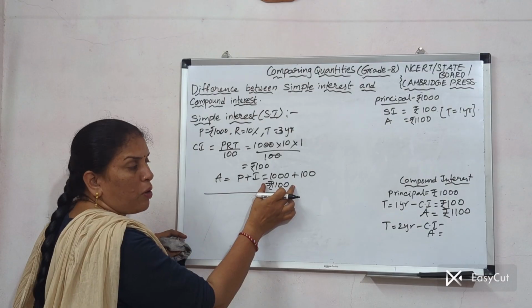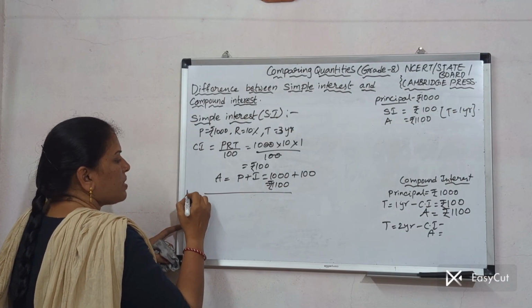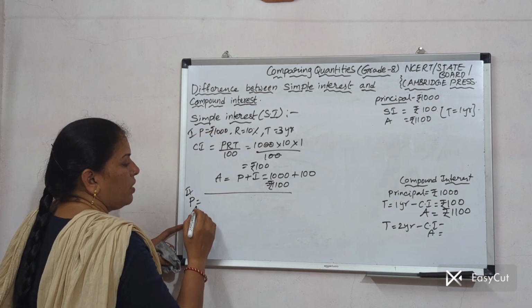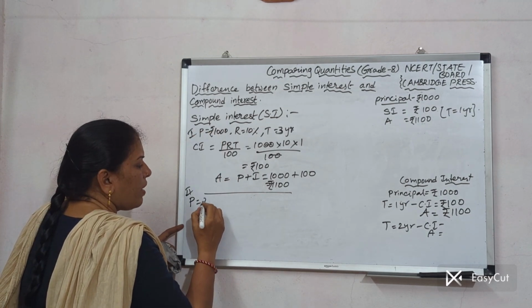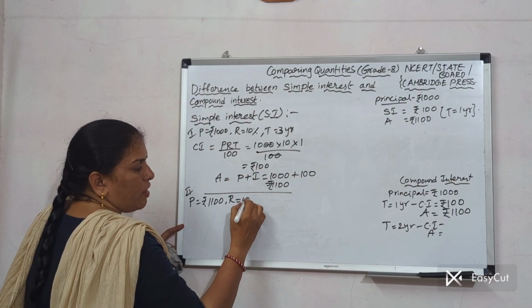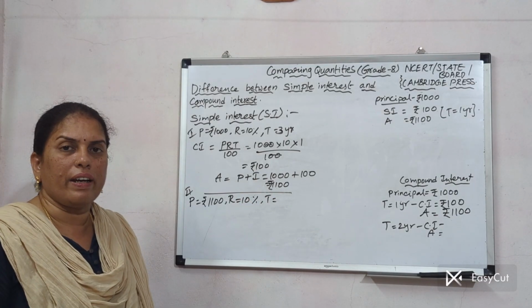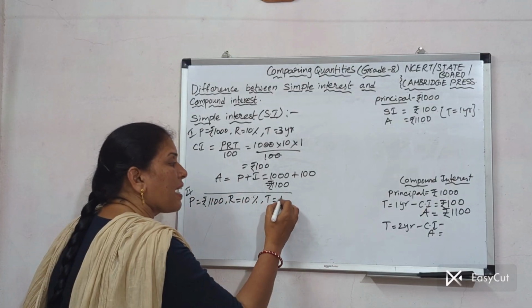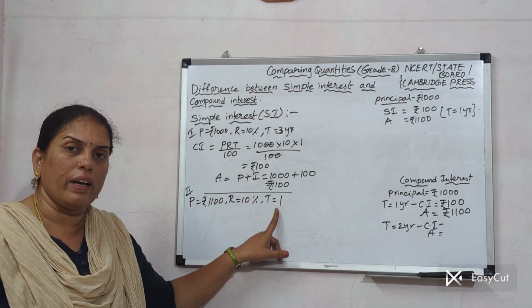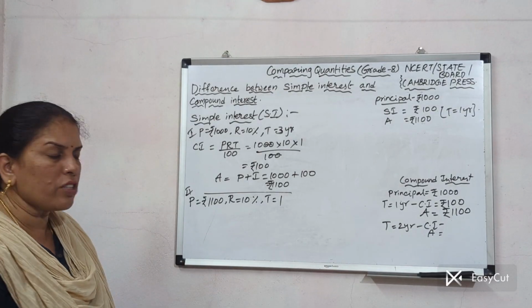This is the first year amount. Second year: principal is equal to 1100 rupees. The same rate of interest is equal to 10%. Time is equal to 1 year, I had calculated. Again I must calculate for the second year. You should not write 2 here. This is first year. This is second year. All of you understood, ma?